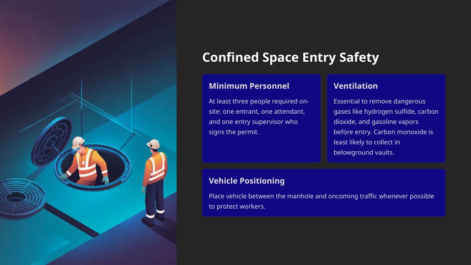Finally, vehicle positioning plays a big role in keeping workers safe. Whenever possible, position the vehicle between the manhole and oncoming traffic. This acts as a barrier, providing extra protection for the workers inside the confined space. All these points tie back to our overall goal: ensuring a safe, controlled environment for everyone involved in confined space work.